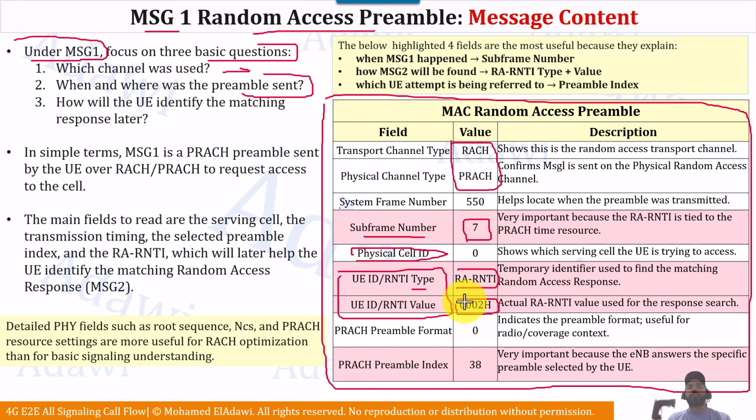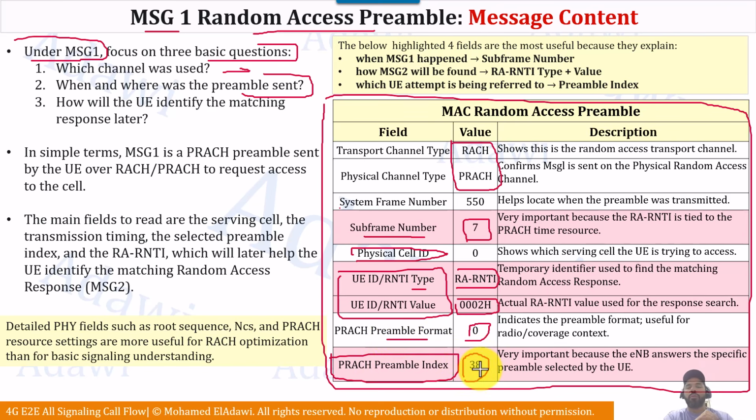So now this will be used later on as a response from the NLP in message number 2, as you will see in the next messages. And also the preamble format. This is already known from the PRACH configuration index. And the last part is the identity. For example, he's telling the NLP, I selected this particular preamble, which is 38.